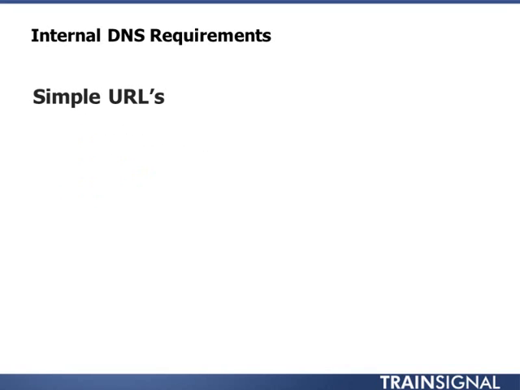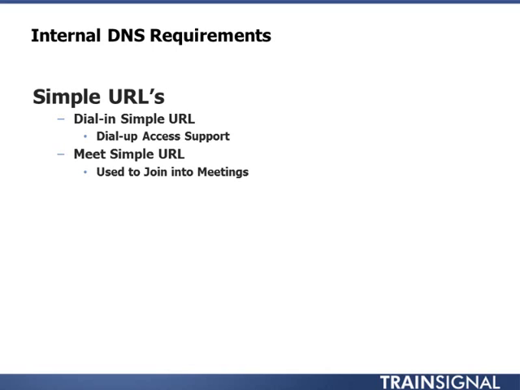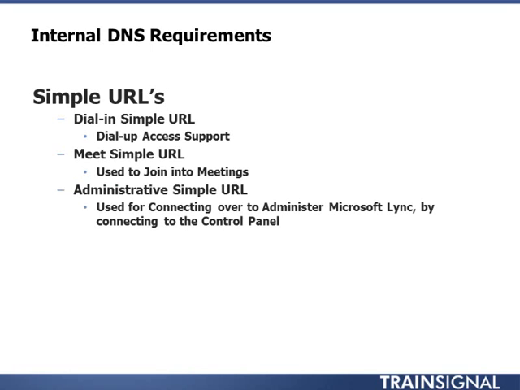On our internal DNS server, we also have to provide name to IP address mappings for our simple URLs that we're using to connect over to the Microsoft Lync server. For dial-in access support, we have a dial-in simple URL, which is used to gain access to the dial-in conferencing webpage, which provides telephone numbers that we can use to dial into conferences. We also have a meet simple URL, which is used to join into meetings. So when you click on a link to join into a meeting, it connects you over to a meet simple URL. We also have the administrative simple URL, which is used for connecting over to administer Microsoft Lync by connecting to the control panel.